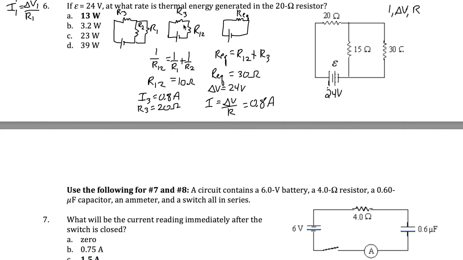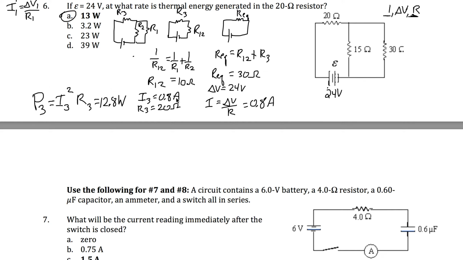We don't have to find the voltage here because now we have the current through R3 and we have the resistance, and that means we have 2 out of these 3 variables. So with that, we can find the power dissipated. The energy dissipated through this resistor is going to be I squared R. That's one of the 3 equations. So do 0.8 squared times 20, and you'll get 12.8 watts, which is closest to 13 watts. So really pay attention to which resistor is being asked about.